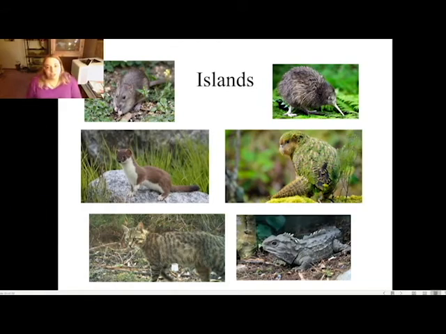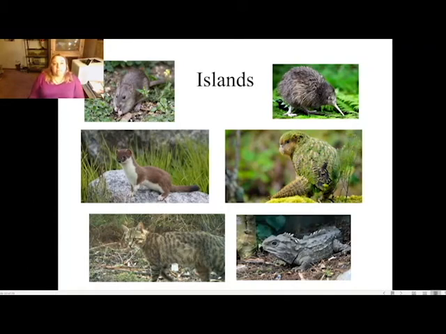So another issue that I want to talk about is the vulnerability of islands. And islands are particularly vulnerable to invasives. One example is New Zealand. In New Zealand, humans introduced stoats and rats and cats and dogs, and all of these are predating on the native species that are in that area. And it's especially a problem with ground-dwelling species.